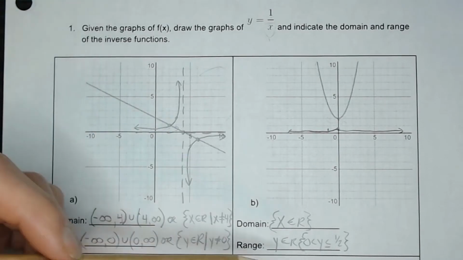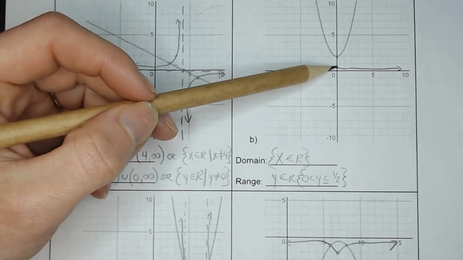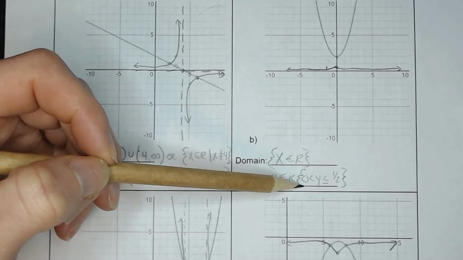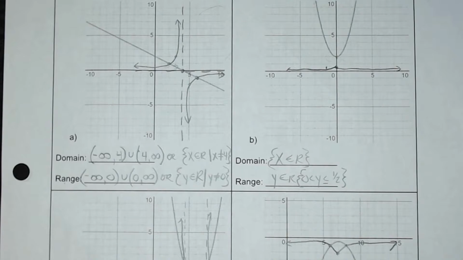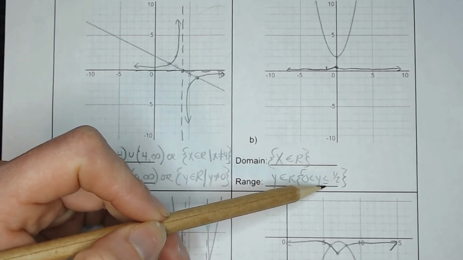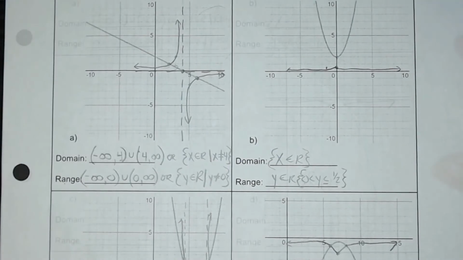For our range, we have a maximum value of our inverse graph at 1/2, and it is kept above that 0 line. So 0 is less than y is less than or equal to 1/2. Notice the less than or equal to 1/2, that's an included point. 0 is a point that it cannot touch, so you don't include that equal symbol on the bottom there.